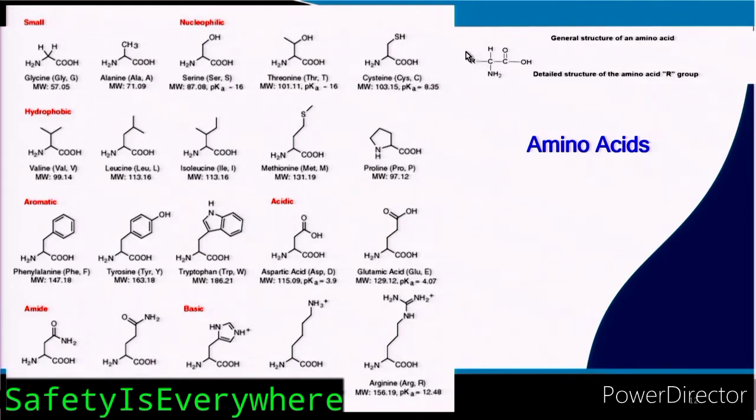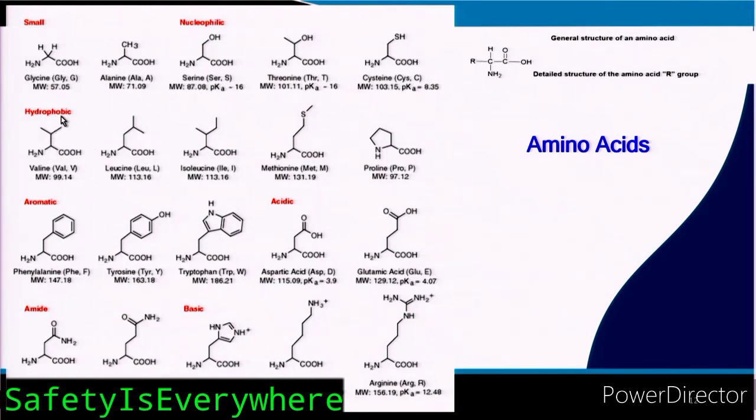R stands for the various different functional groups that are shown in the remaining part of the slide. So this R can be any one of the 20 amino acids that are common. For example, the smallest one is glycine. So this glycine may be one possibility over here. Then you have alanine, these two small amino acids. You have nucleophilic amino acids: serine, threonine and cysteine.